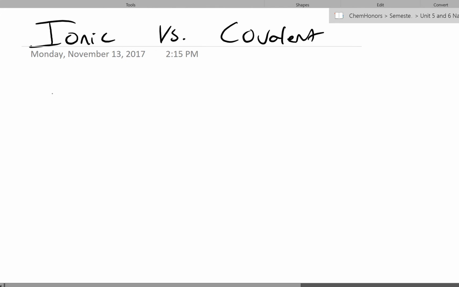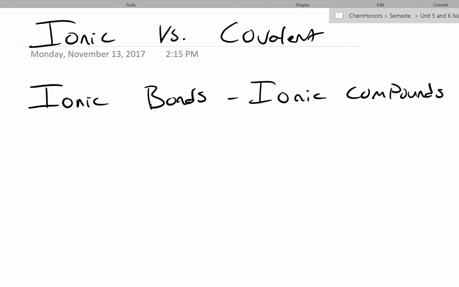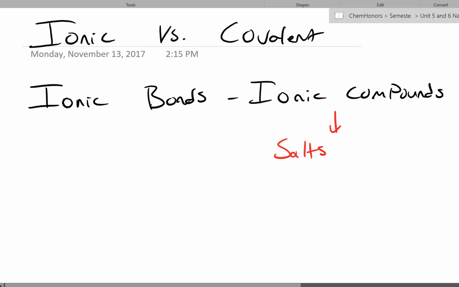So, ionic versus covalent. The first one we're going to talk about is ionic bonds and the compounds that form them. Ionic compounds have a very special name. Because they're always formed from a metal and a nonmetal or a polyatomic cation, we refer to them as ionic salts. And you typically have a metal and a nonmetal.